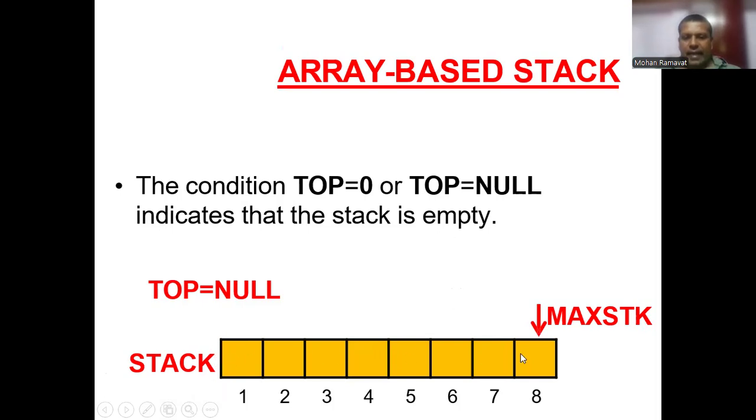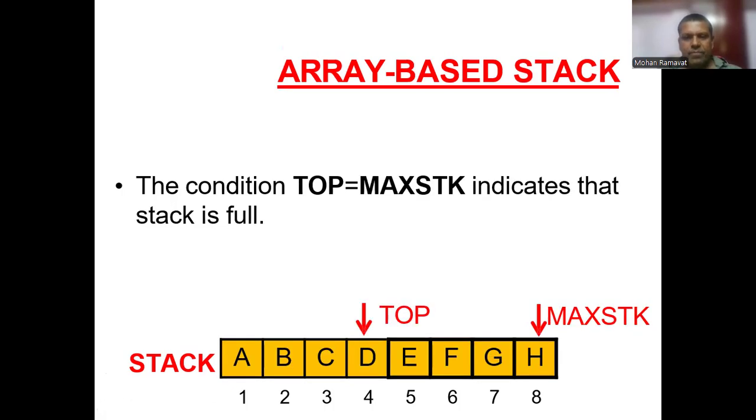Here you can see this in the diagram. Here top is equal to null. That means top is equal to null or 0. Then what is happening here? The stack is empty. That means there is nothing in the stack. So here in this stack or array, we have taken the maximum size as 8. Okay. So it can give accommodation to only 8 data items. Okay. Or 8 people, we can say.